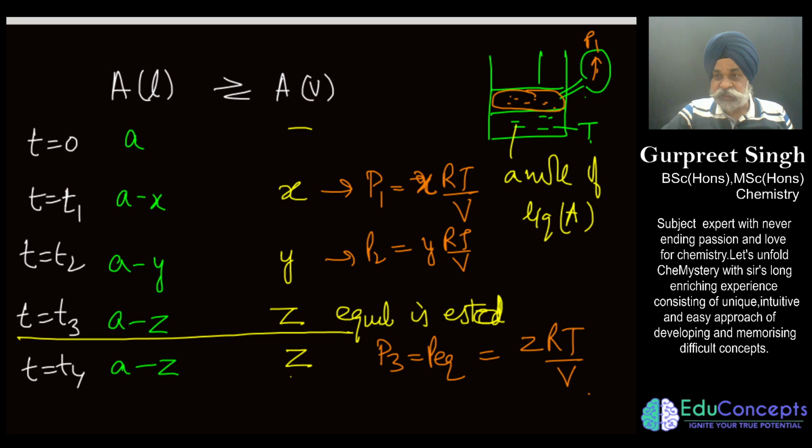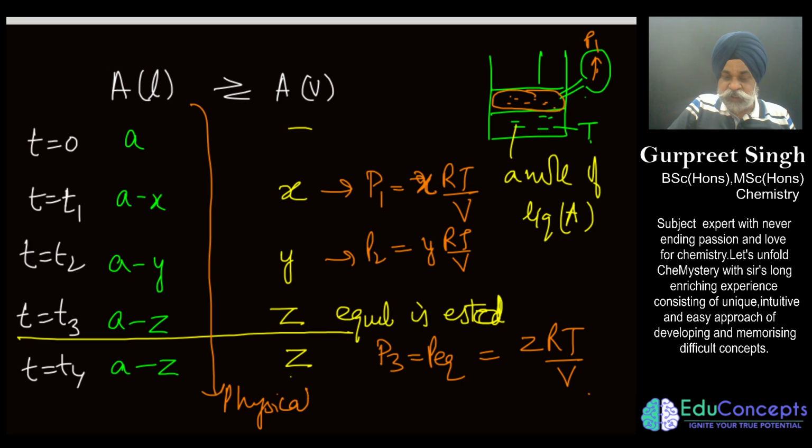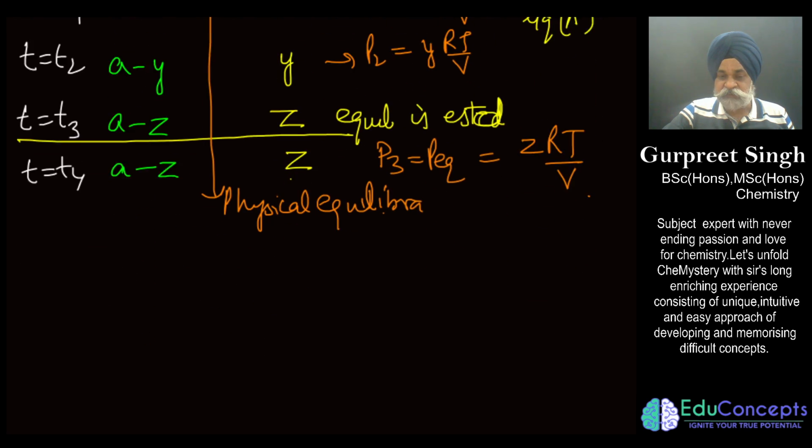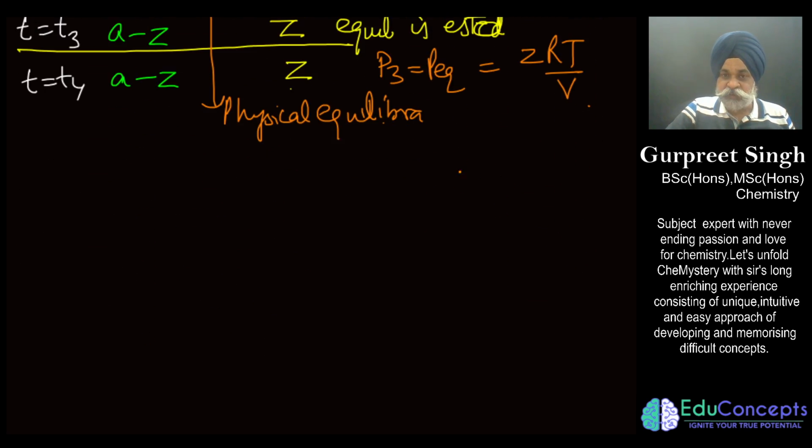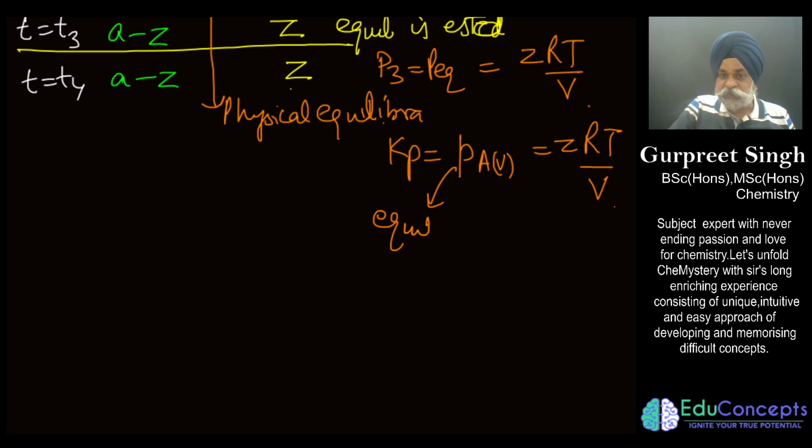Now what exactly I mean is that this is a physical equilibrium, and for this physical equilibrium, if I have to define some equilibrium constant, I would say Kp, which is the partial pressure of A as vapors, equal to ZRT by V. This is what you get. So I can say this has to be the equilibrium vapor pressure.